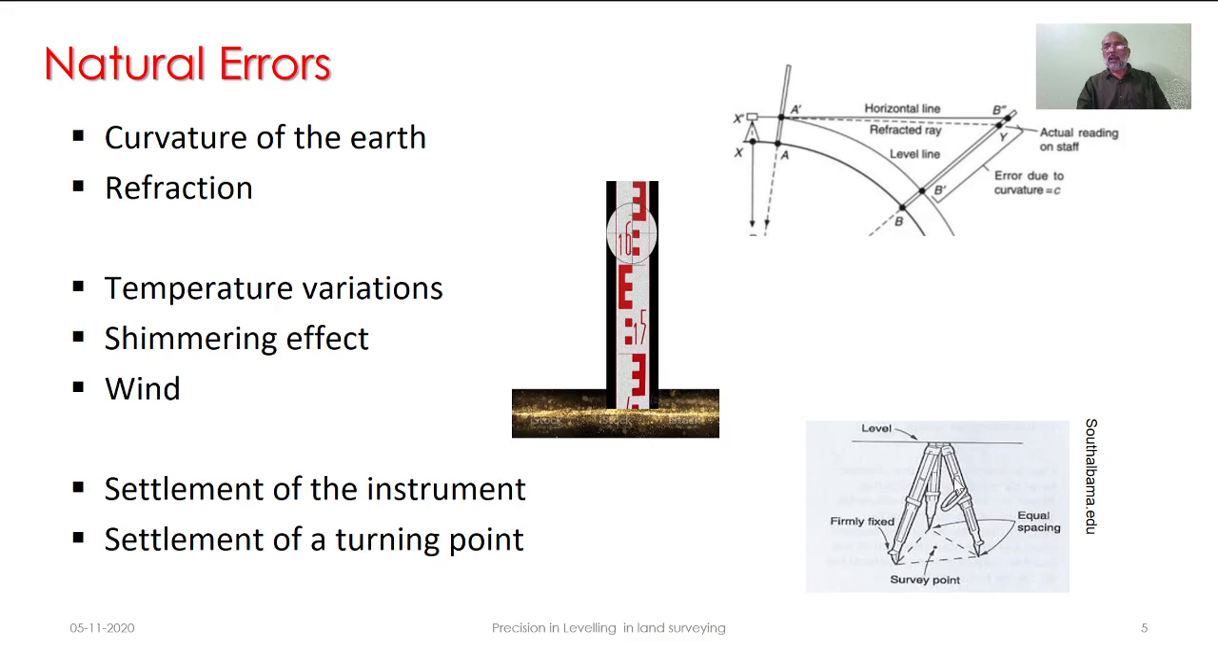Even the legs which are to be firmly fixed on that particular ground may not be exactly firmly fixed. There could be certain settlement in that particular ground surface. Hence, the settlement of the instrument or the settlement of the turning point because of the nature of the ground on which we are working could also be treated as one of the natural errors.